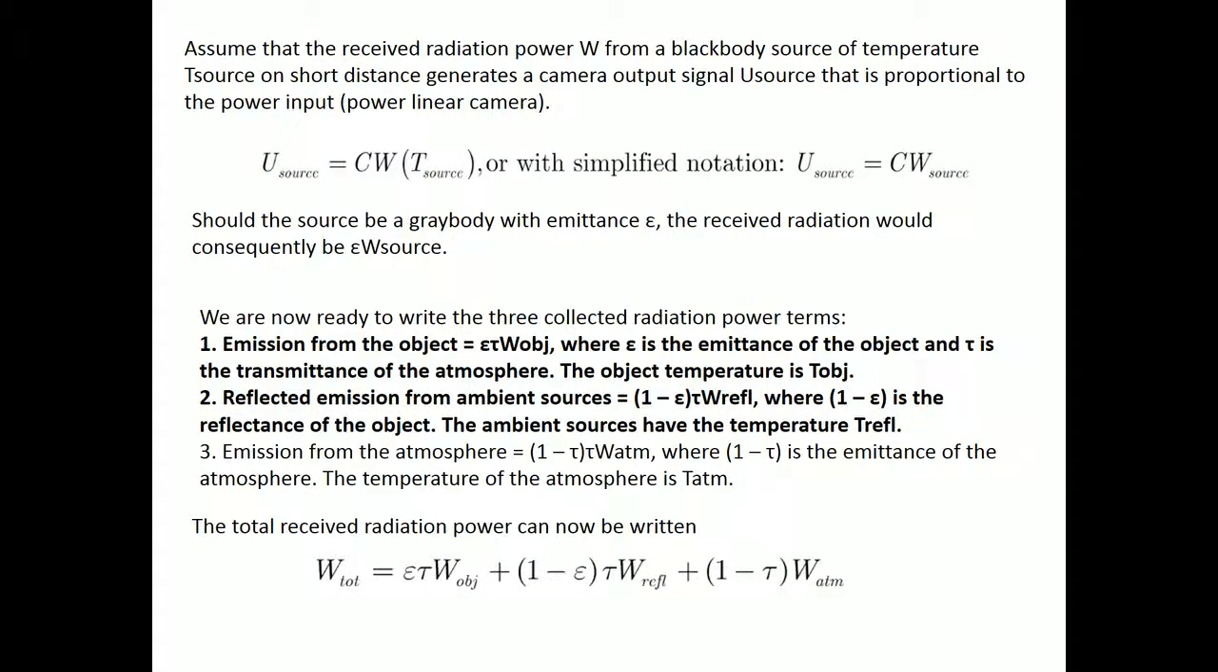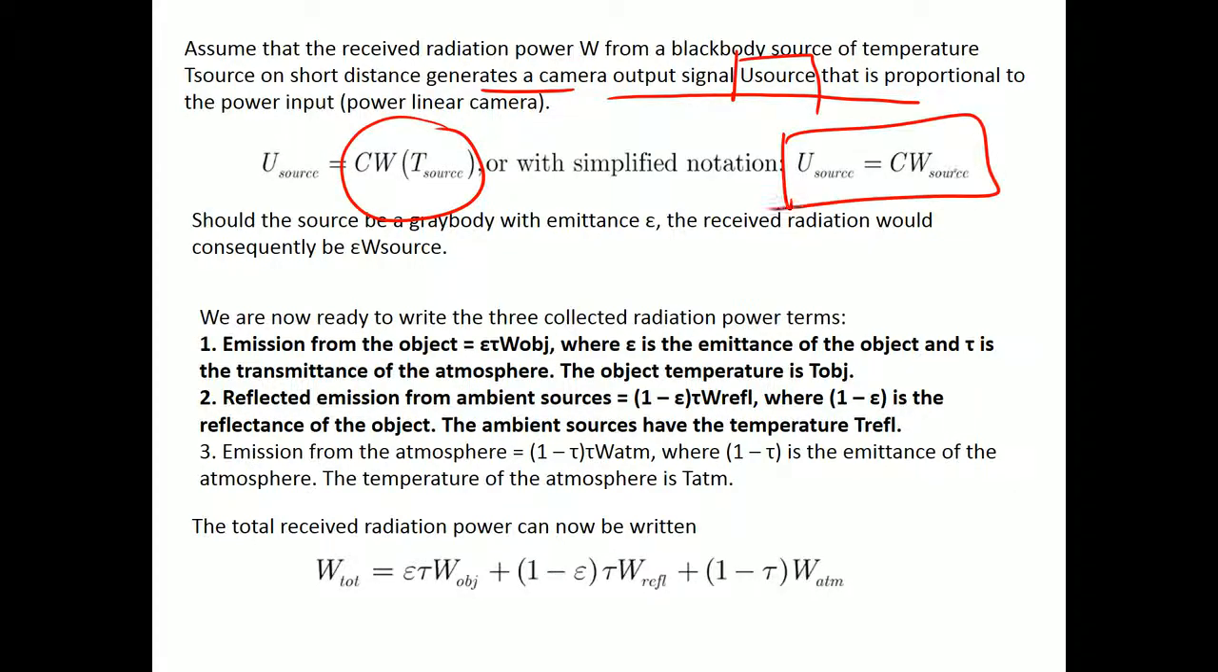So, assume that the received radiation power W from a black body source of temperature T source on a short distance generates a camera output U source, which is proportional to the input power. Should the source be a gray body with emittance epsilon, the received radiation would consequently be epsilon times W source.